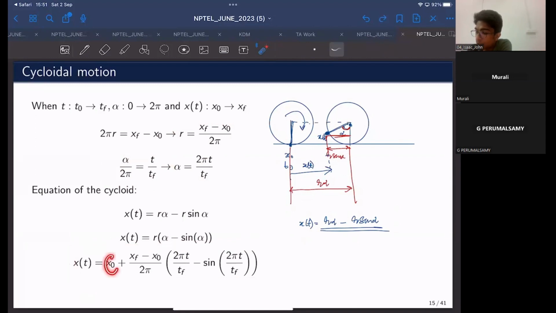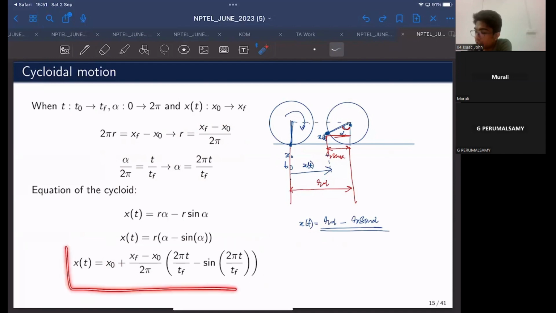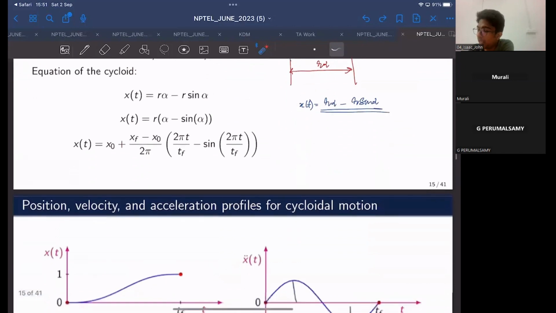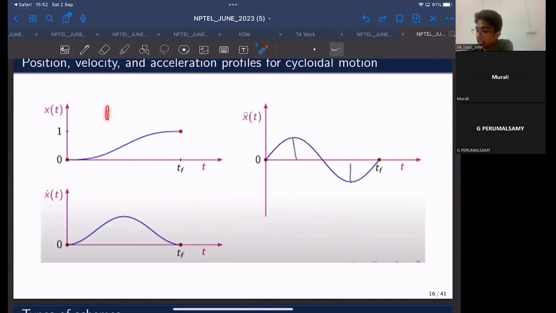I have also added an x0 because in this derivation I considered x0 to be 0. But if you substitute these expressions for r and alpha into this equation, and add the initial position x0, this is your interpolation function, right? Cycloidal motion as a function of time. That is all this is about. And again, if you are interested, the profile of the position, velocity, and acceleration would look something like this, more or less similar to a fifth order quintic polynomial.